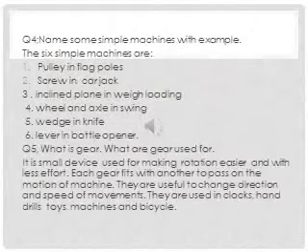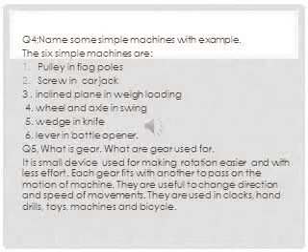Question number 4. Name some simple machines with examples. There are 6 simple machines. Number 1, lever. Examples of lever are nutcracker and wheelbarrow. Number 2, inclined plane. Number 3, wedge. Number 4, screw. Number 5, wheel and axle. Number 6, pulley.